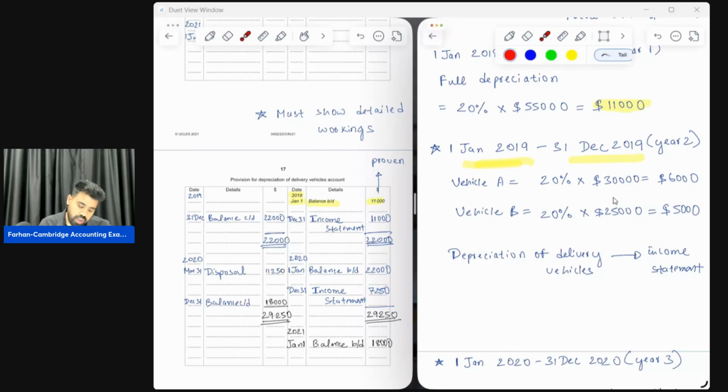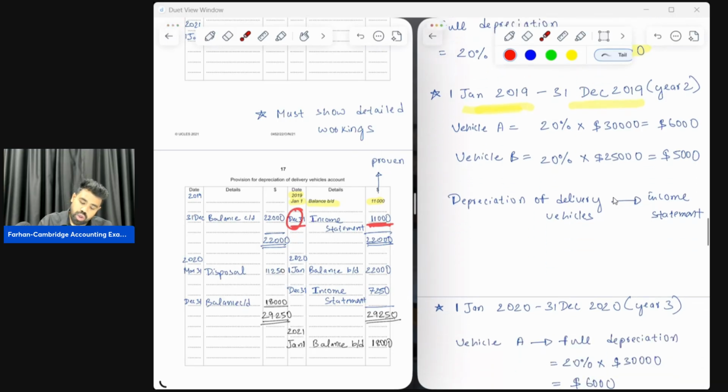So that is why when we include this within the ledger account at 31st of December 2019, we are including the total depreciation of $11,000, and we're including this on the credit side because when we prepare the journal entry for recording depreciation expense for the year, how do we journalize it? So we debit the depreciation account, and then we simultaneously credit the provision for depreciation account. Isn't that so?